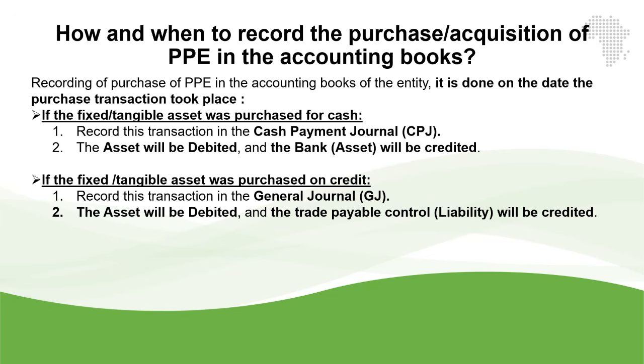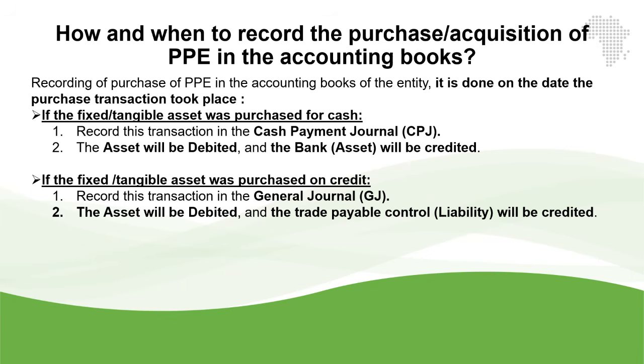If that fixed or tangible asset was purchased for cash, you will record that transaction where? In your cash payment journal. The reason is, when you buy an asset for cash, the money goes out. So in our cash payment journal, we record all the money that is going out of the business.